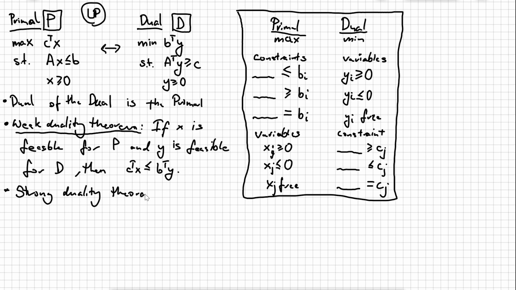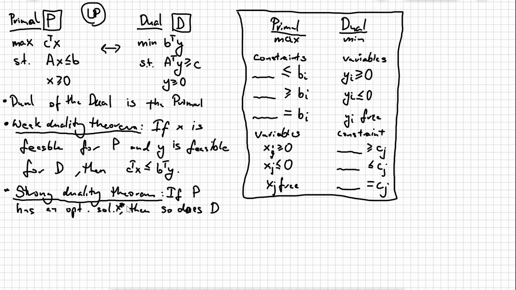theorem. The strong duality theorem says that if P, capital P of course, the primal problem has an optimal solution, right? If it has an optimal solution, then so does the dual.